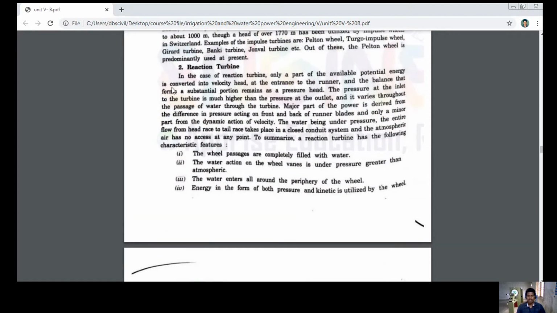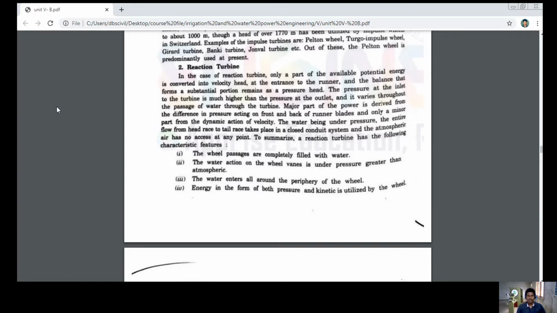What is a reaction turbine and how important is it in the turbine topic? In the case of a reaction turbine, only a part of the available potential energy is converted into velocity head. We saw in the previous topic, the impulse turbine, that kinetic energy is used, whereas here potential energy is converted into velocity head at the entrance of the runner, and the balance, which forms a substantial portion, remains as pressure head.